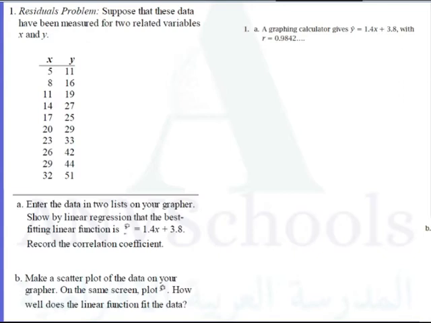Letter A. Enter the data into lists on your grapher. Show by linear regression that the best fitting linear function is y hat is equal to 1.4x plus 3.8.